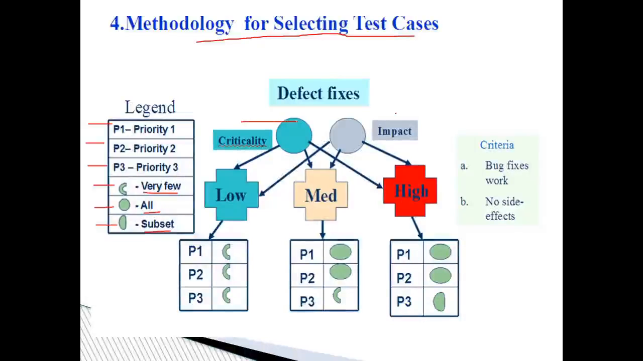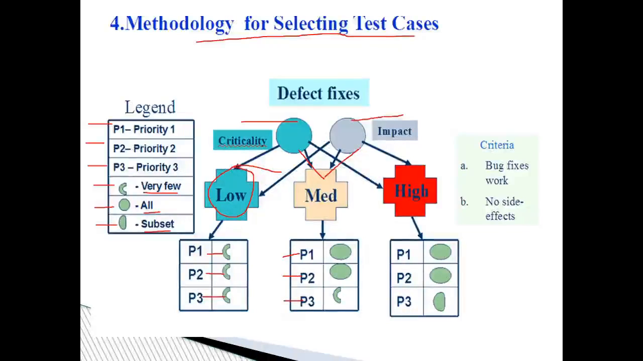Now if the criticality and impact of defect fixes are both low, then select very few test cases from priority 1, very few test cases from priority 2 and very few test cases from priority 3. And if the criticality and impact of defect fixes is medium, then select all test cases from priority 1, all test cases from priority 2 and very few from priority 3.